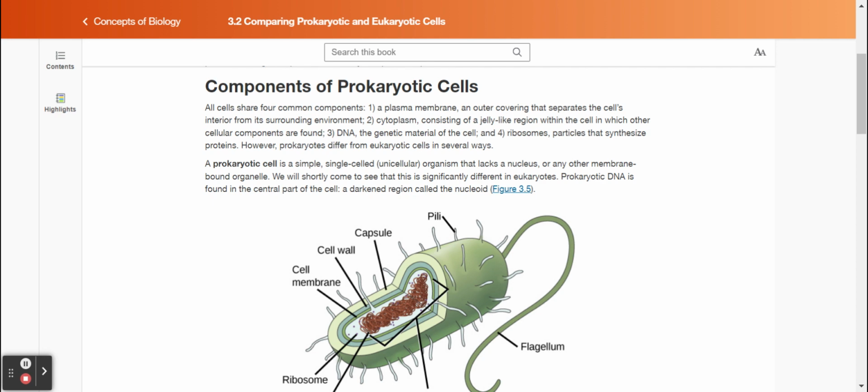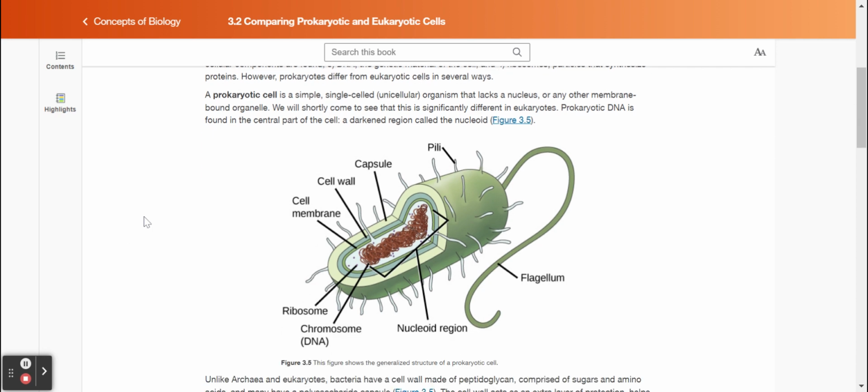However, prokaryotes differ from eukaryotic cells in several ways. A prokaryotic cell is a simple, single-celled, unicellular organism that lacks a nucleus or any other membrane-bound organelle. We will shortly come to see that this is significantly different in eukaryotes. Prokaryotic DNA is found in the central part of the cell, a darkened region called the nucleoid. Figure 3.5. This figure shows the generalized structure of a prokaryotic cell.